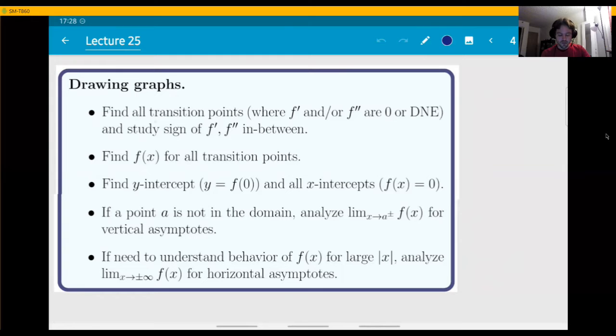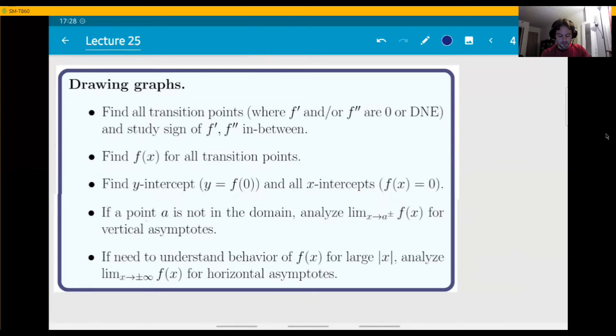Finding transition points, which are the points where the derivatives are equal to 0 or do not exist, because that helps you study the sign of these derivatives in between those points, which is going to give you increase, decrease, concavity, all of that. Find the value of the function on those transition points, just so you know where to put the height of the function when you are at those points. Y-intercept is very easy to find. It's y equals f of 0. X-intercept can also be easy to find, just solving for f of x equals 0. So you know where the graph intersects the x-axis.